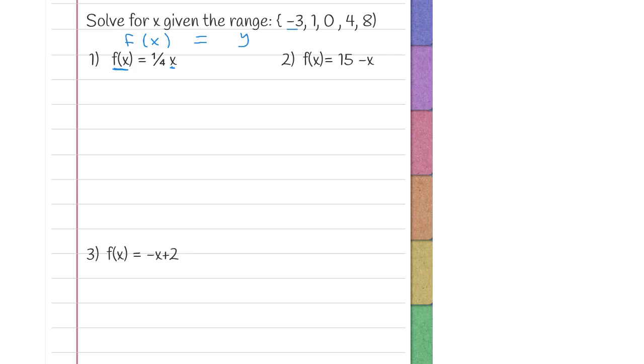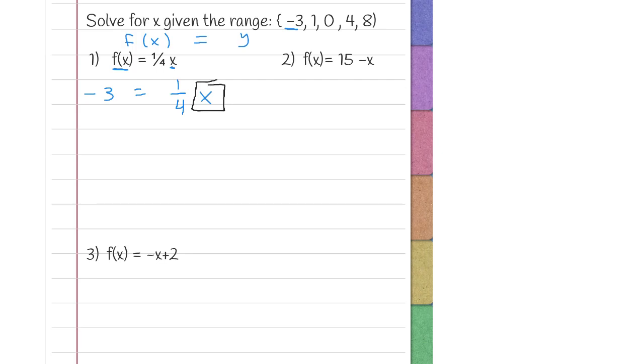So let's evaluate the first range that they give us, the first y. Instead of putting f of x, I'm not going to put f of x anymore. I'm going to put this negative 3. So negative 3 is equal to 1 over 4 x. I have to solve for x. I'm going to put a box around that x because I'm not going to move that x. That x is going to stay there.